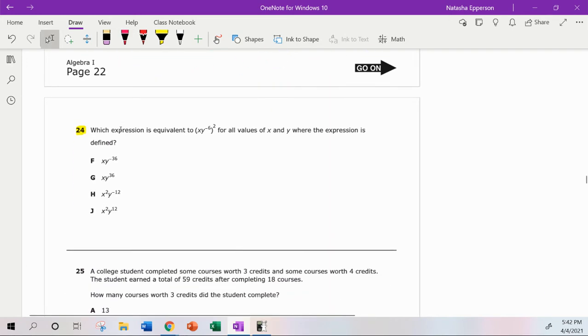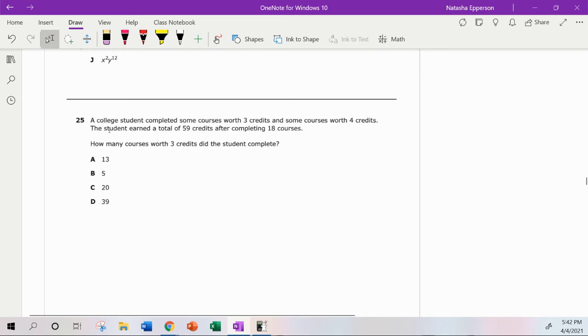Question number 24. We have the expression as equivalent to the expression given for all values of x and y where the expression is defined. We have a power rule happening. Power rule means we need to distribute that 2 to everything inside the parentheses. So that becomes x squared, y to the, when we have an exponent and exponent, we need to multiply those. So that becomes negative 12. And that is our answer choice, H.